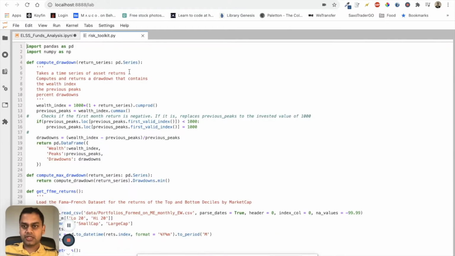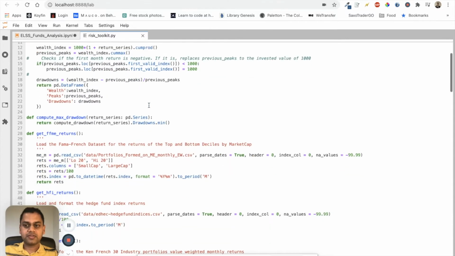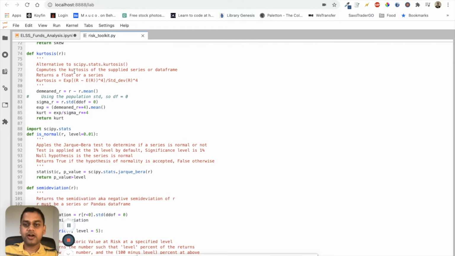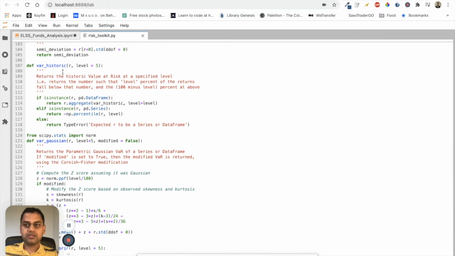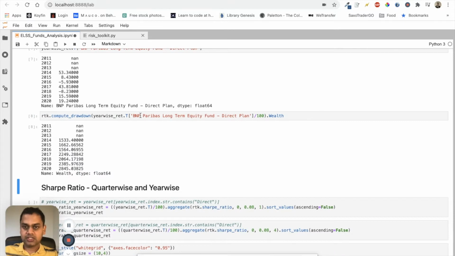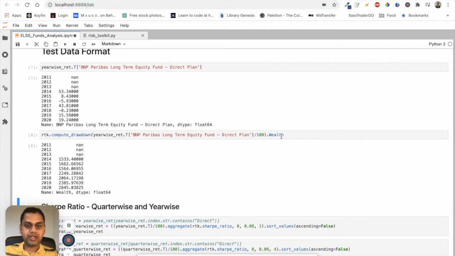We'll also be using a file called Risk Toolkit, which I've developed for this purpose. It has functions which do the basic calculations we need: skewness, kurtosis, semi-deviation, value at risk, etc. I just want to make sure that it works, and it does. This is calculating the wealth index. Let's say I've invested 1,000 rupees in this fund in 2013, and this calculates how much wealth I would have in each of the years. In the first year, the fund recorded 53% returns, and my wealth would have gone up to 1,533 rupees.